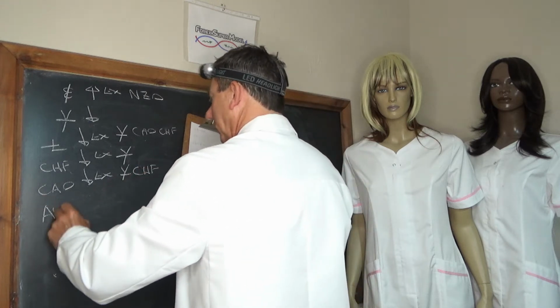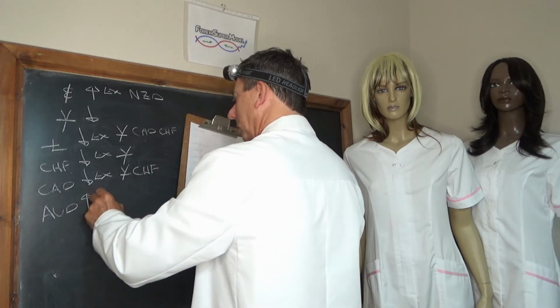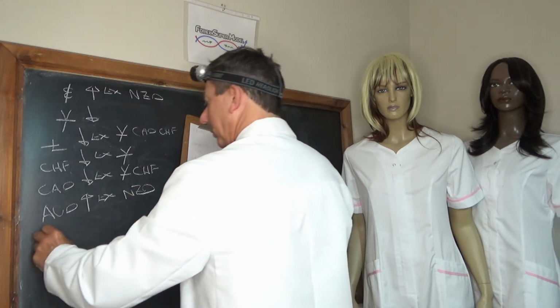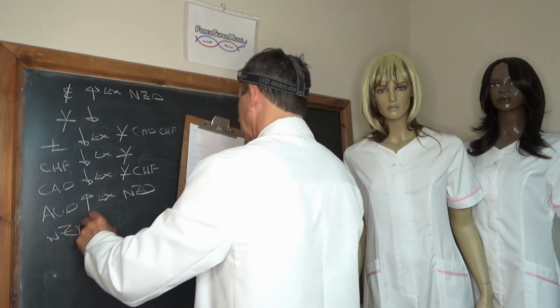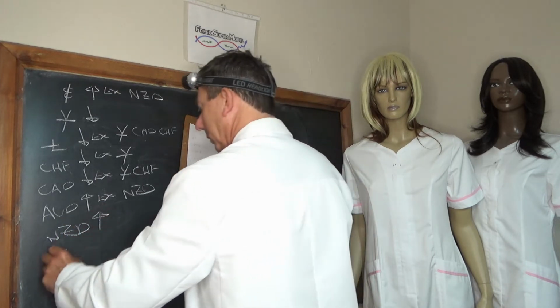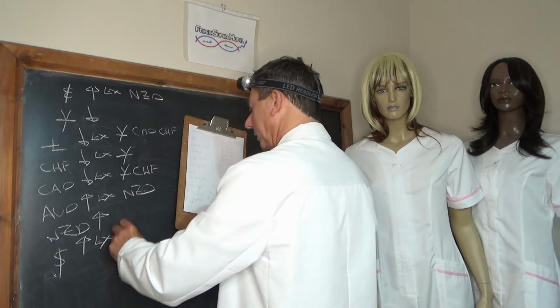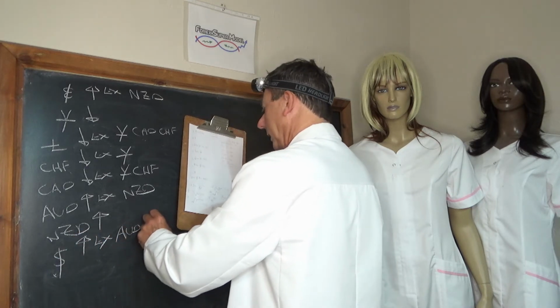The AUD is strong, except against the New Zealand dollar. The New Zealand dollar is strong across the board. The dollar is strong, except against the AUD and the NZD.